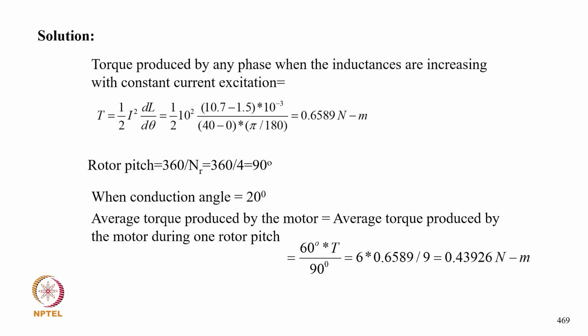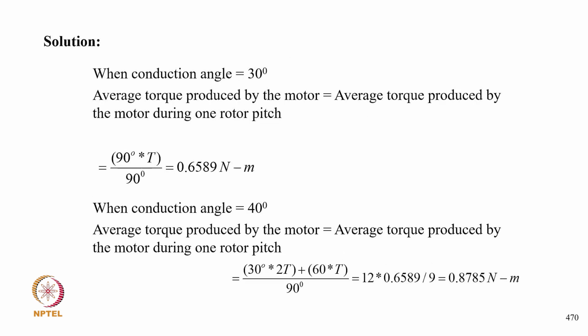Now coming to solution. Torque produced by any phase when the inductance is increasing, the constant torque is T equal to half i square dL upon d theta, it comes 0.6589 Newton meter, and rotor pitch 360 by Nr comes 90 degrees. When conduction is 20 degrees, the average torque produced by the motor during one rotor pole pitch is 20 times T upon 90, that comes 0.14926 Newton meter.